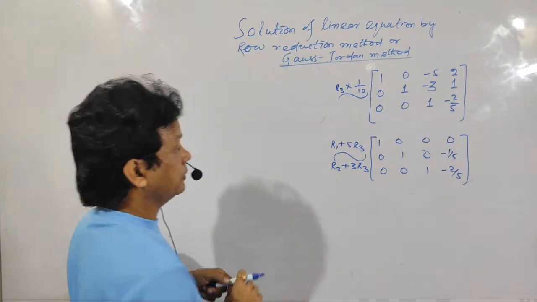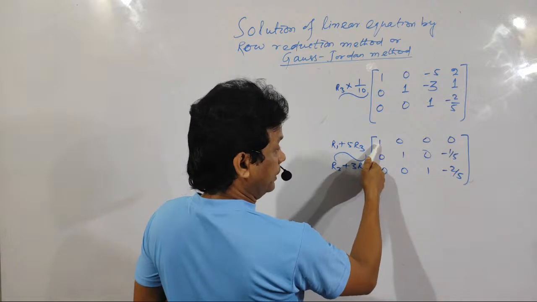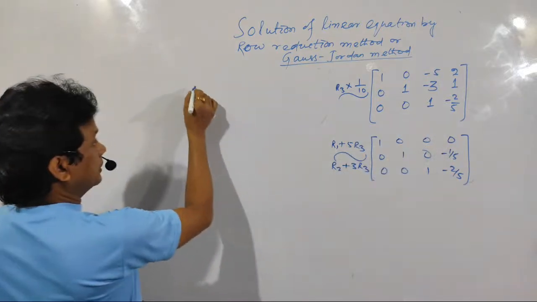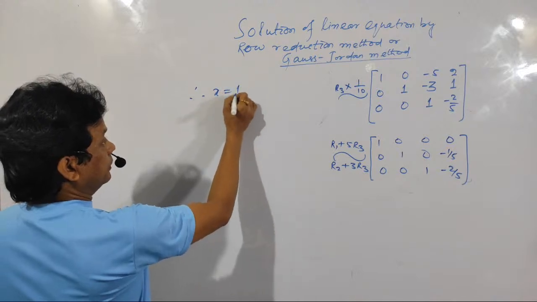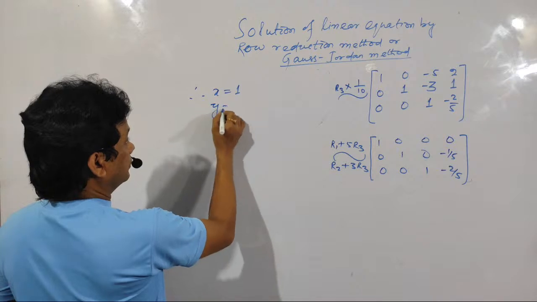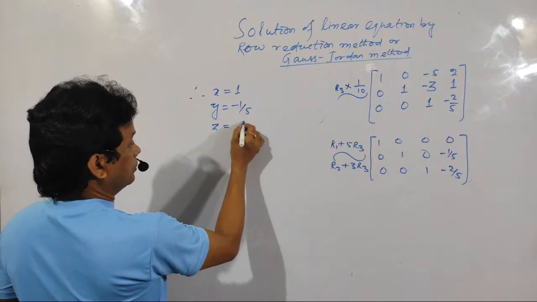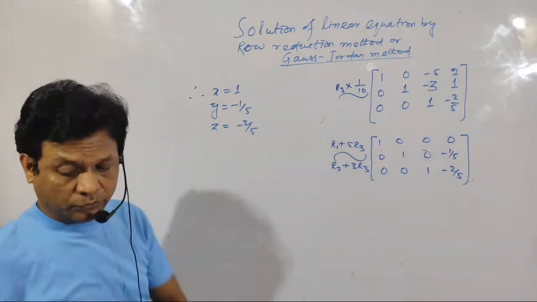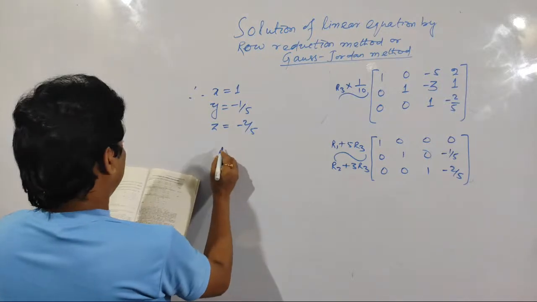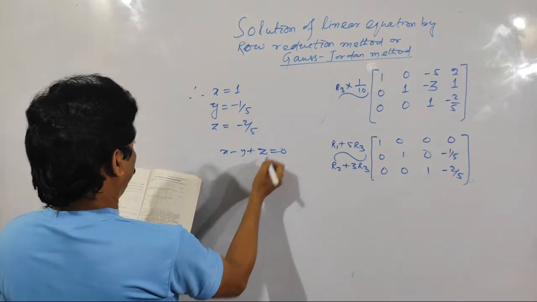Now simply convert it. That means 1 into x plus 0 into y plus 0 into z is equal to 0. That means x is equal to 1. Then y is equal to minus 1 by 5. And z is equal to minus 2 by 5. So this is the answer. So let us check whether this is the answer or not. What is our equation? X minus y plus z is equal to 0.